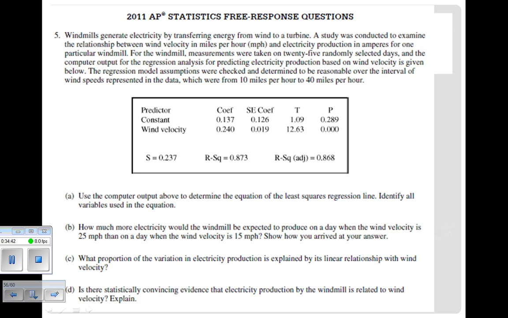Show your work. What proportion of the variation in electricity produced is explained by its linear relationship with wind velocity? And is there statistically convincing evidence that electricity production by the windmill is related to wind velocity? Explain. See how you can do on this.